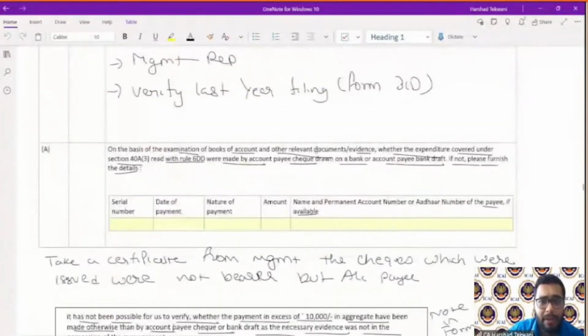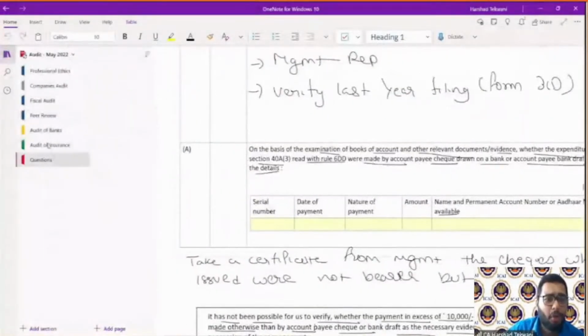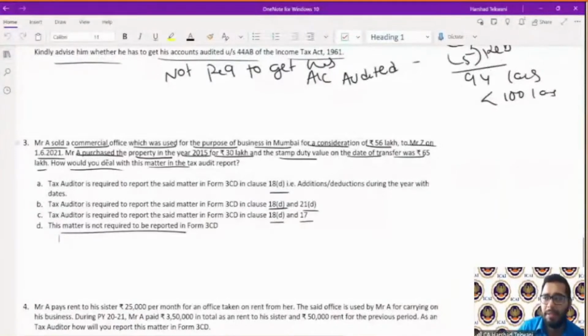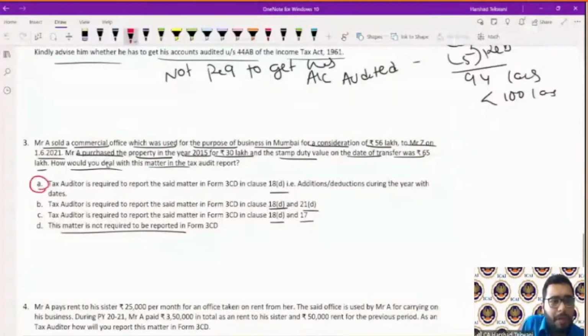Okay, this is not that one, and hence the appropriate option here is C, 18D and 17. Only 18 is not correct. Only 18 and 21 is not correct. This is required to be reported, so that option is also not correct. So the correct answer is 18D and 17. In clause 17, when there is a difference between the stamp duty value and the agreement value, and the stamp duty value assessed by the authority is higher, it will be reported in clause 17. Clear? Any doubt? So option C is the correct answer.